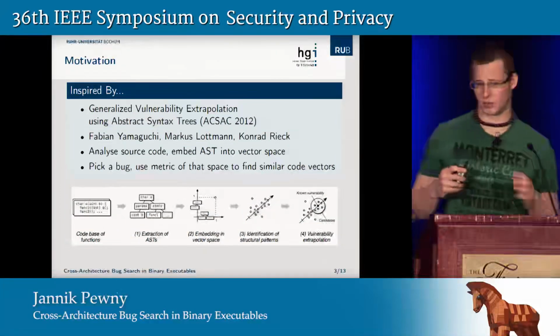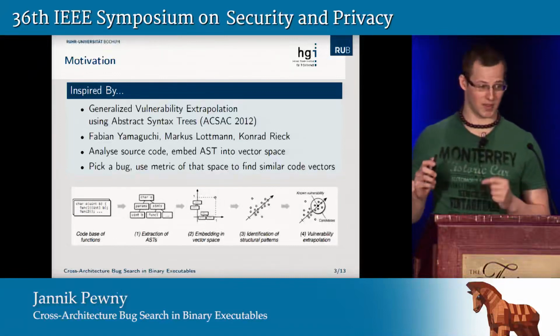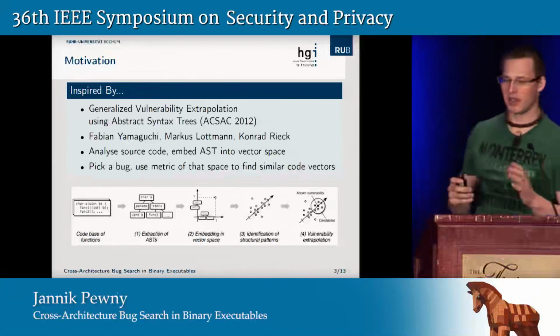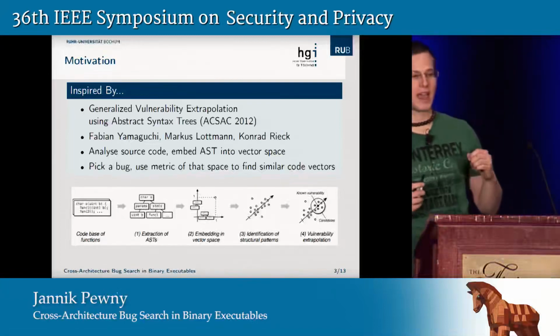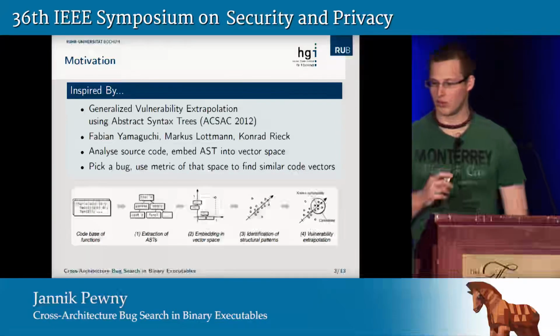So, I'll start with not our work, but actually with somebody else's work, and that's for two reasons. First of all, because it really inspired what we did. Second of all, because I really like that overview graphic that they have, and that allows me to include it in my talk. So I'm talking about generalized vulnerability extrapolation using abstract syntax trees. It's a work by Fabian Yamaguchi et al., who's also in this room, as far as I know.